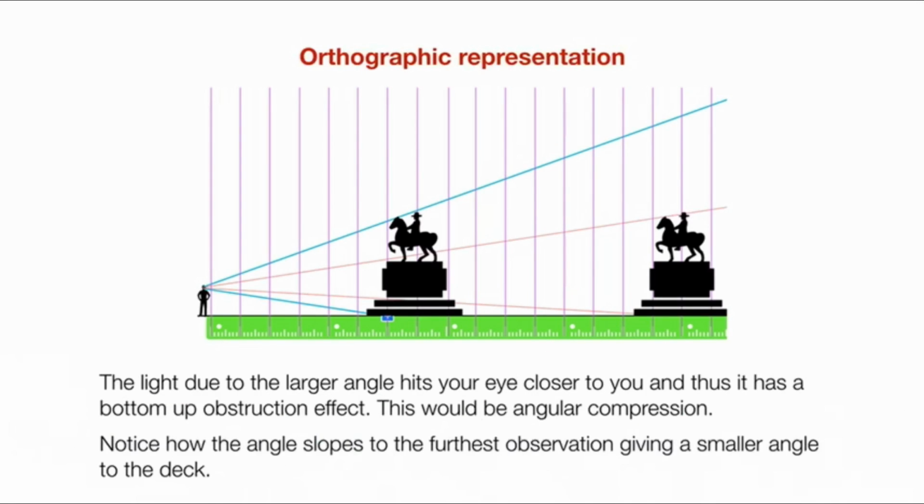Notice how the angle slopes to the furthest observation, giving a smaller angle to the deck. Yes. If you see where the observer is standing, his angle to the first object is a much larger angle than the angle to the furthest object. So that angle from the ground to his eyes has changed dramatically, and the slope is much more accentuated to the deck.